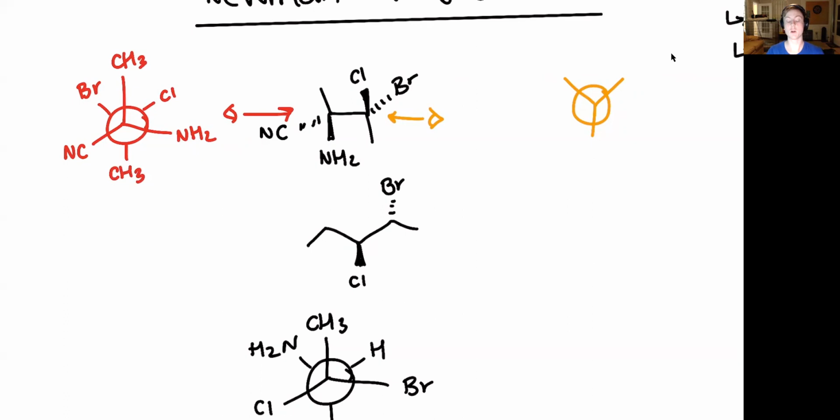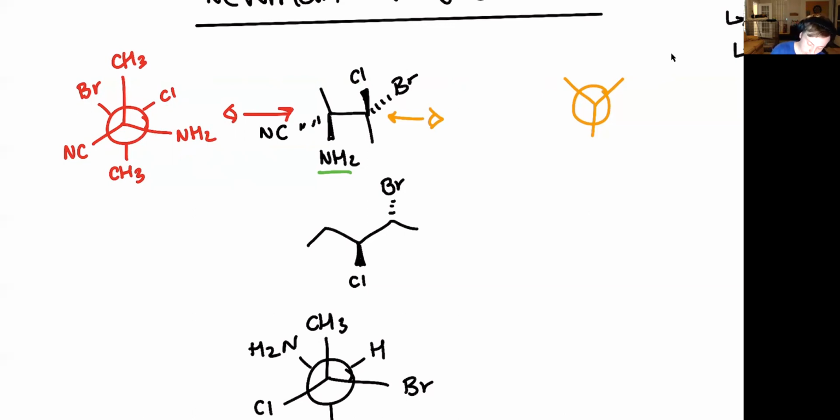And so whatever was on a wedge for the front carbon, if that's on the right, whatever's on a wedge on the back carbon should also be on the right. So we have an NH2 on a wedge, it's on the right. Chlorine, it should be on the right as well, just as a way to double check your work.